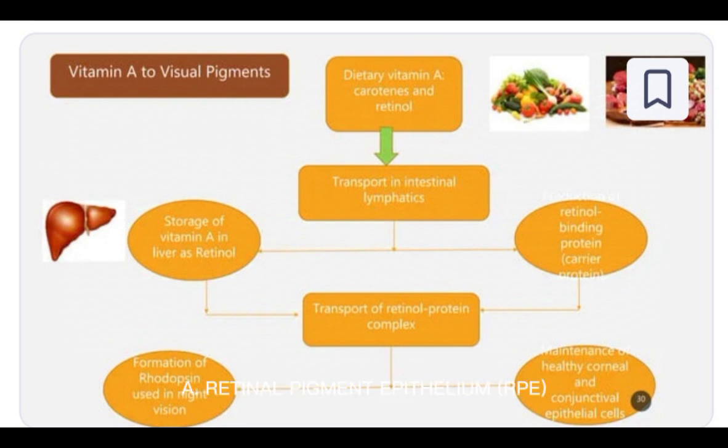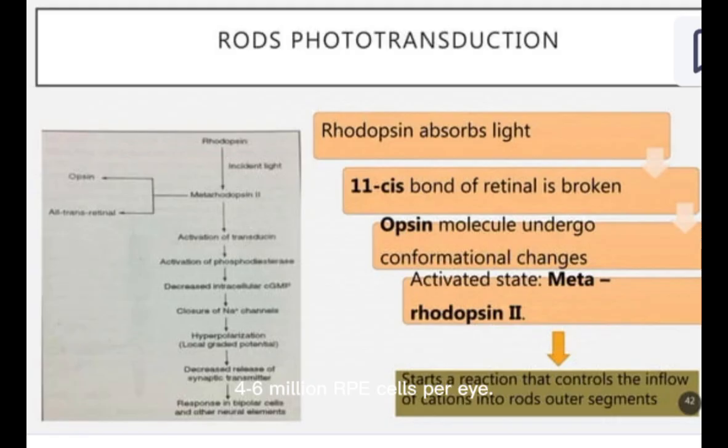A. Retinal pigment epithelium, RPE. Single layer cuboidal epithelium. 4 to 6 million RPE cells per eye. The photoreceptor to RPE ratio is about 45 to 1. Essential for support and viability of photoreceptors.